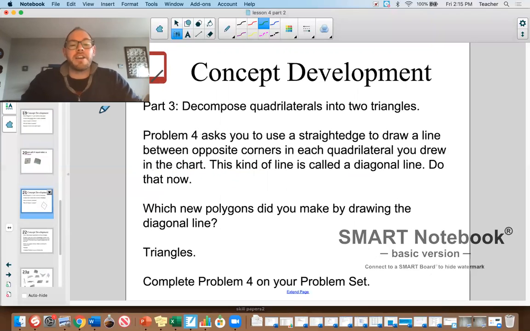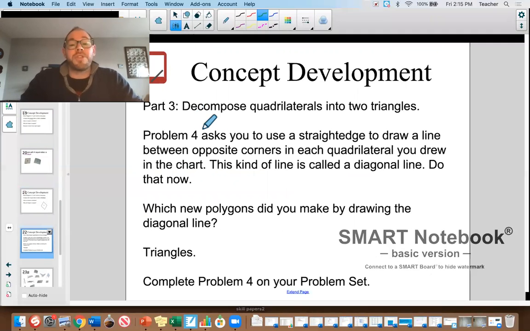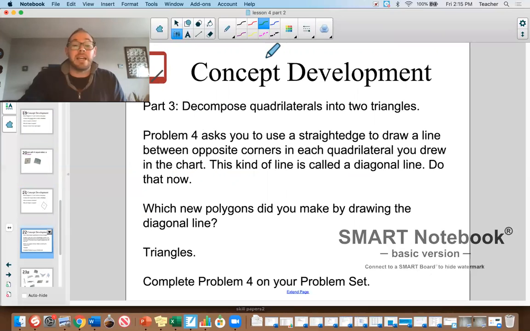All right, let's go to our next slide. We've got one more thing to do. This is really exciting. So part 3 of our lesson says decompose quadrilaterals into 2 triangles. Who can remember what decompose means? It's when you break one thing into its parts. So we're going to be taking our quadrilaterals and making them into 2 triangles.